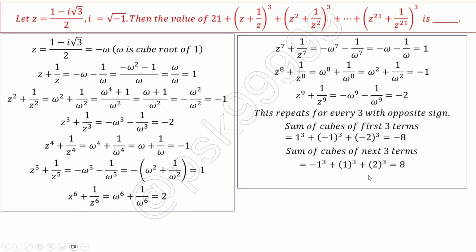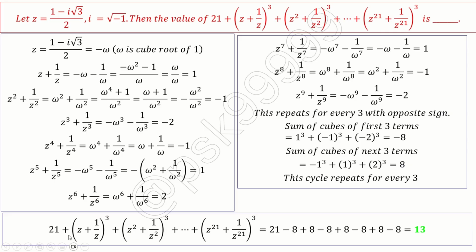Okay, so this series will repeat after every three. So you will get minus 8 plus 8 minus 8 plus 8 like that. So how many total do you have? If you consider 3 as one unit, then you have 21 by 3, which is 7 terms. We have 7 terms of minus 8 plus 8 minus 8 plus 8.